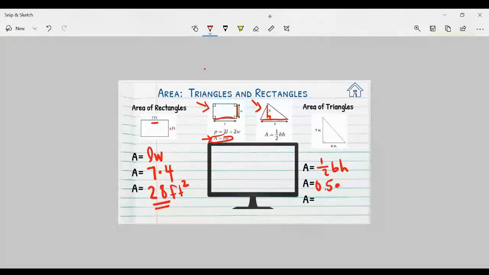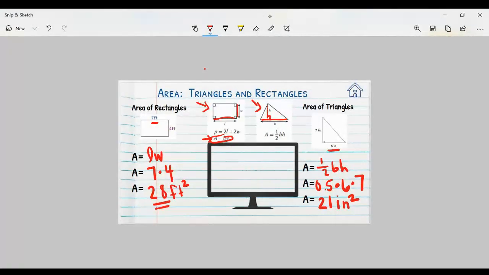times our base. In this case, our base is 6 times our height, which is 7. Now, if I were to use a little bit of mental math, I know that half of 6 is 3, and 3 times 7 is 21. So my answer would be 21, and again, because it's area, we want to make sure we have our unit as inches squared.